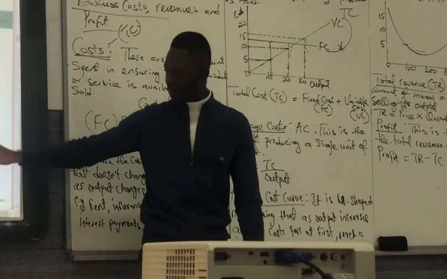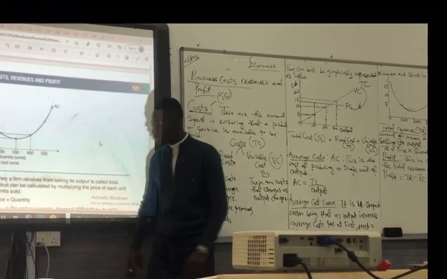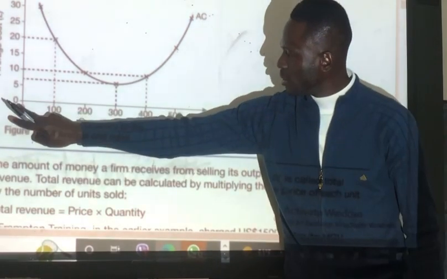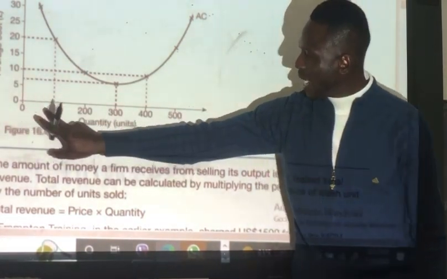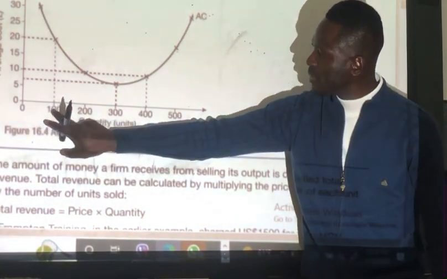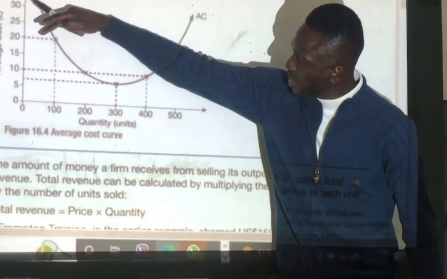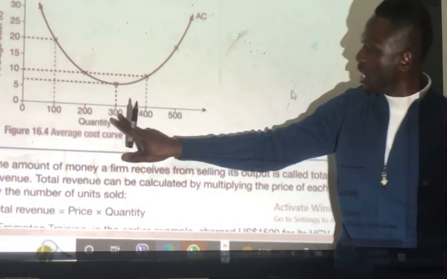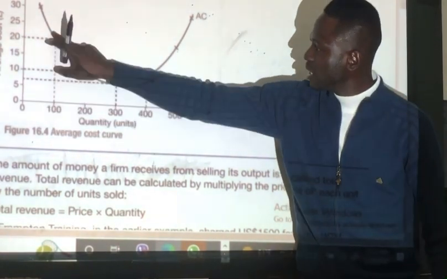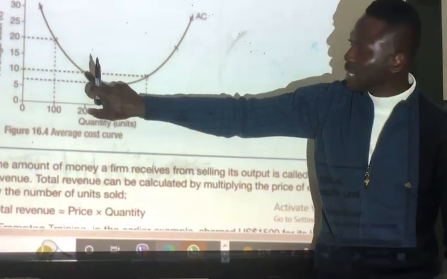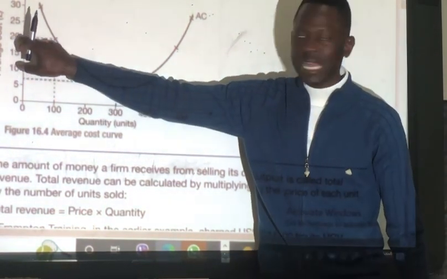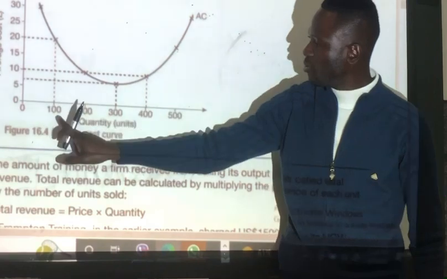So look at the graph here. Let's use this graph for explanation. Based on what we have here, the average cost, look at it. At 0, nothing was produced. As the output increases from 100, for 100, we have the average cost at 20. As the output increases from 100 to 300, what happens to the average cost? It fell to 10. Do you get it? Yeah. This was the average cost for 100 units.